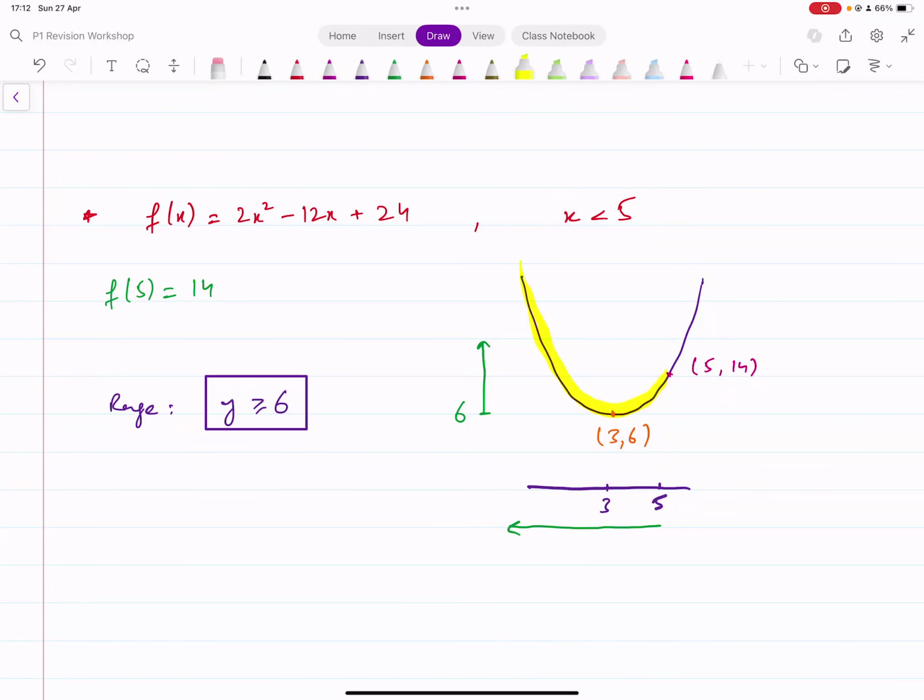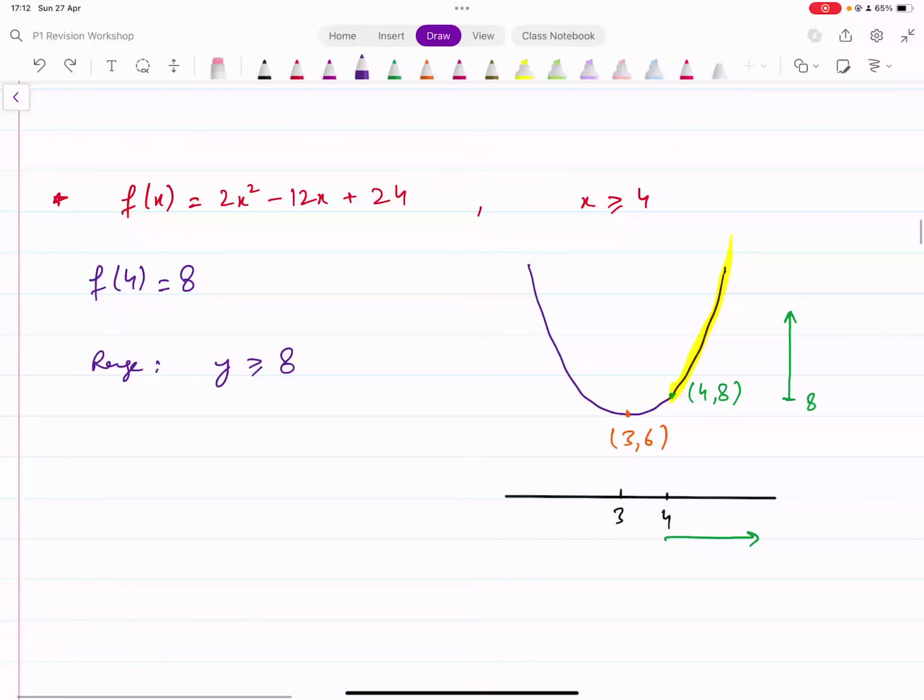Now, in this yellow part, what's the lowest point? The lowest point is 6. What's the highest point? On the left side, you can see the graph is going as far up as possible. It's going up to infinity. So what's the range of the function then? It's y greater than or equal to 6 in this case.